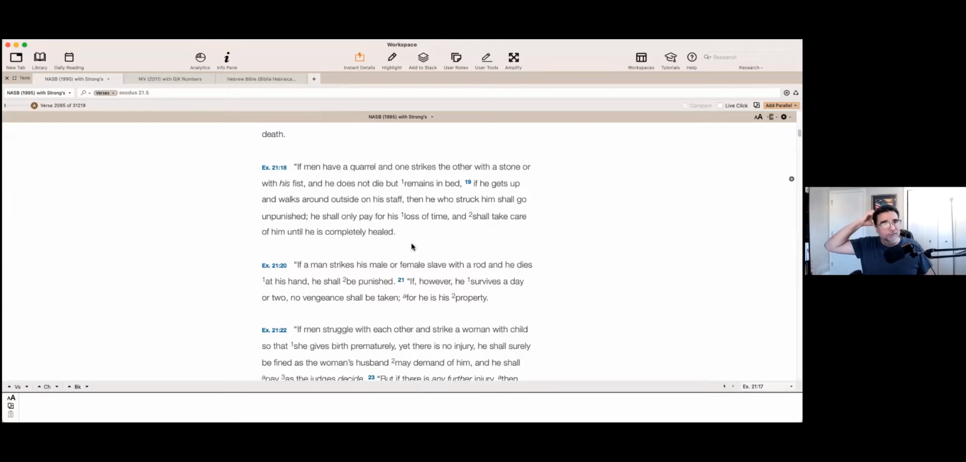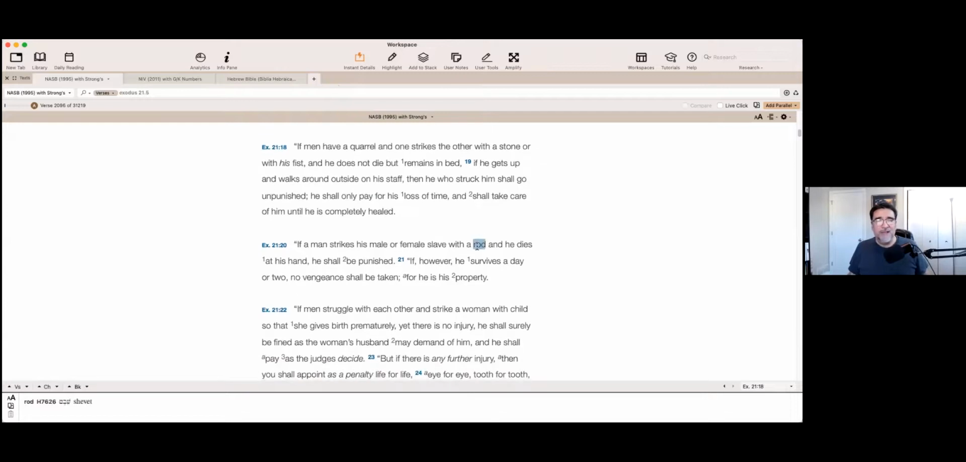So this has to do with compensation. If someone hurts another, there are degrees of compensation because of the level of the severity of the injury.